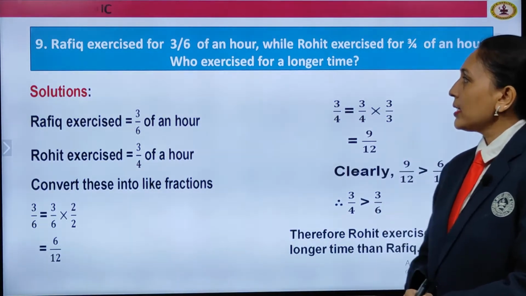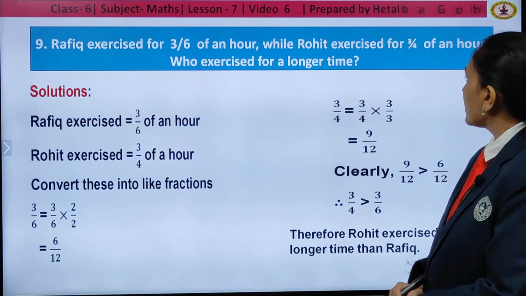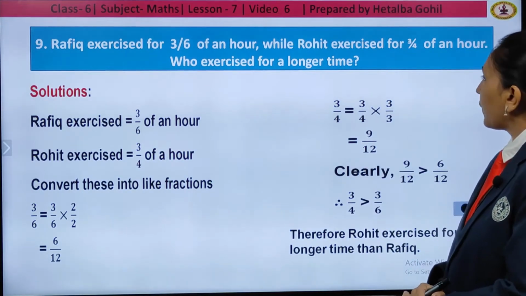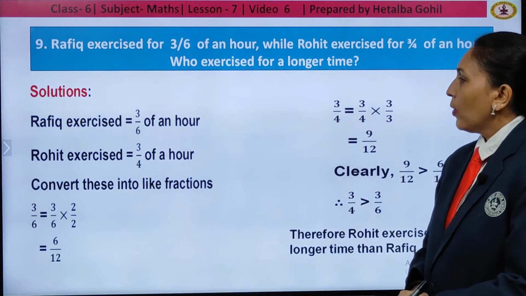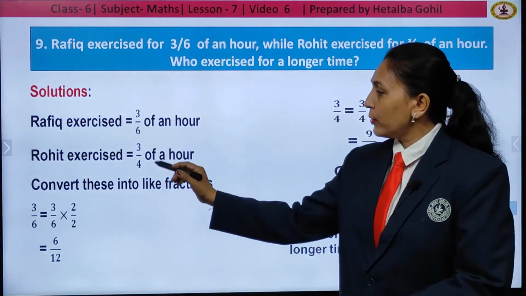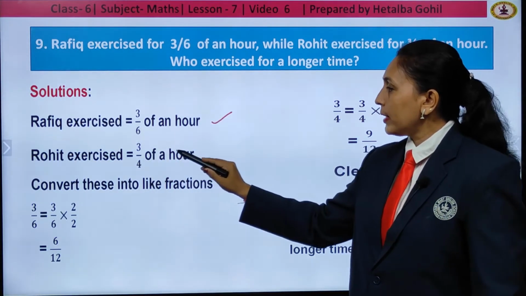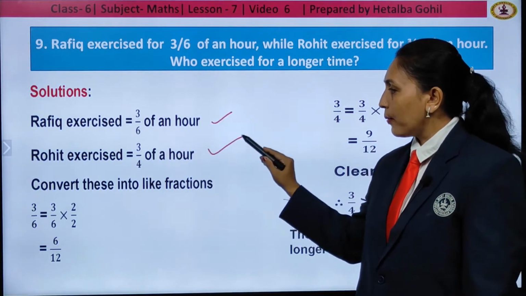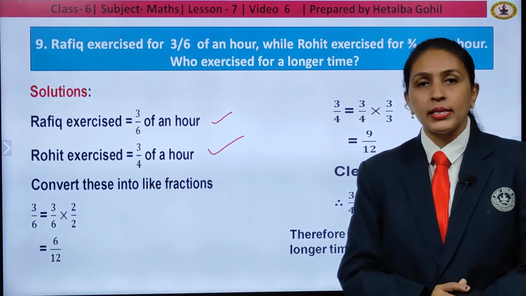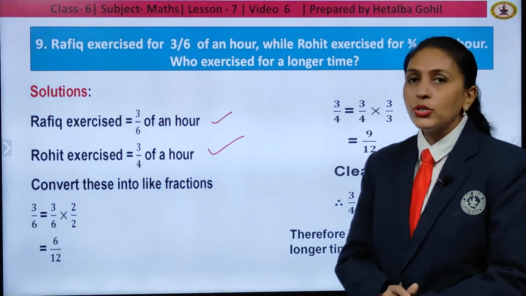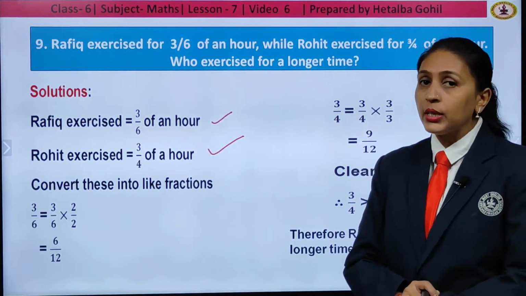Rafiq exercised for 3/6 of an hour while Rohit exercised for 3/4 of an hour. Who exercised for a longer time? Okay, now children, as according to the question, Rafiq exercised 3/6 of an hour, Rohit exercised for 3/4 of an hour. Now, here you can see, if I want to compare who has exercised more, I need to convert into the equivalent fraction. That means the denominators I have to convert equally.